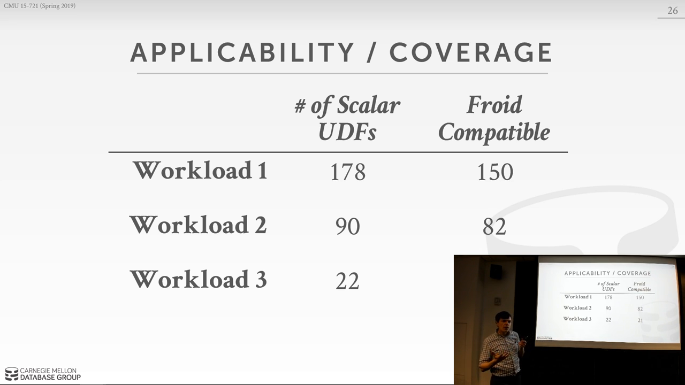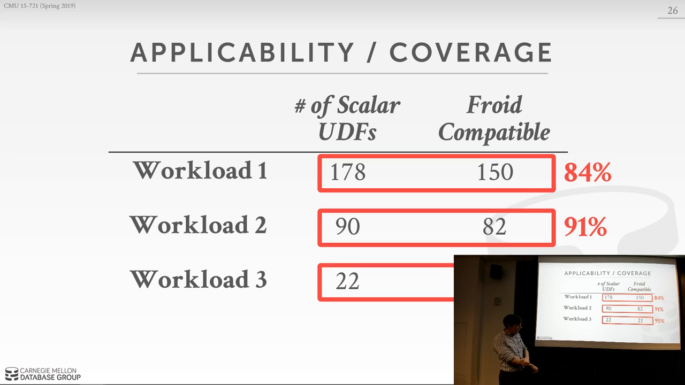And the simple cases are already taken care of. Then they talk about three simple workloads they evaluated. And again, 84%, 91%, 95%, a large percentage of the UDFs that people are actually running in the real system you can actually optimize with Froid.